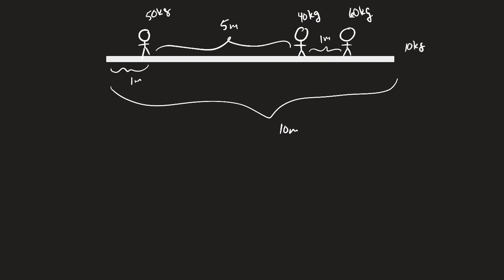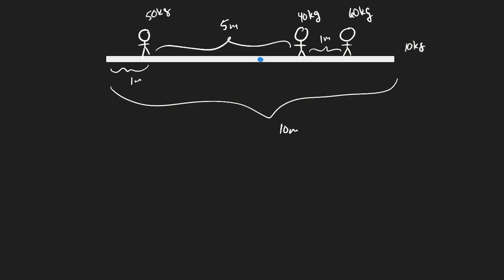Can you treat objects that have extension as if they have the center of mass at their center? If yes, you can treat them like a point mass. If no, you have to find out what the center of mass is first. For this problem, I'm going to say yes. We can treat the plank as if its center of mass is at its center.